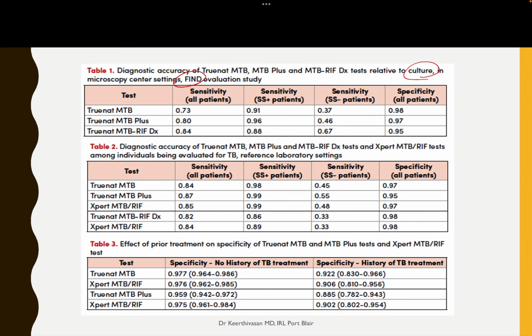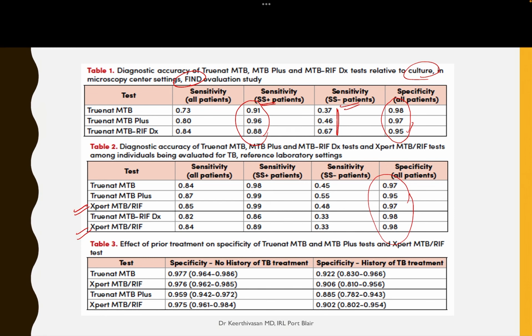Obviously, as you can see, they saw a specificity in all patients that was very high, more than 95%. And you can see in all the patients where the sputum smear was positive, the sensitivity is quite high. In sputum smear negative patients, the number of bacteria in the sample is quite less, so obviously the sensitivity is less. Not only with culture, they also compared with our existing NAT machine, that is GeneXpert, and there also they got a good specificity.